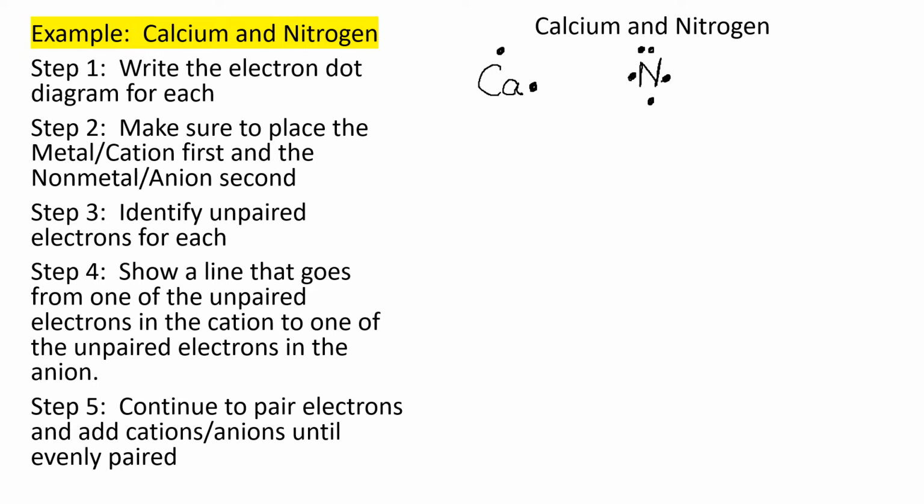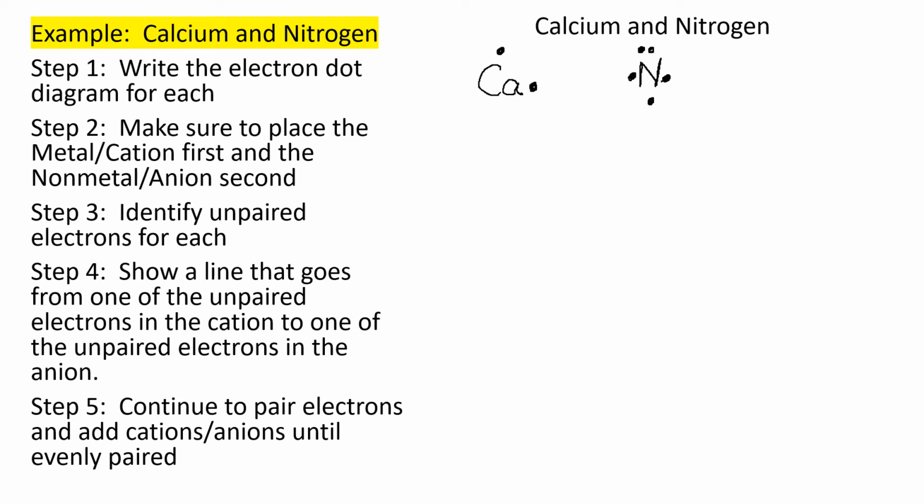Step 2: make sure to place the metal or cation first and the non-metal second. So calcium is on the left-hand side of the periodic table, so we know that it's a metal. Therefore, it being first is good. And then nitrogen is a non-metal, and it happens to be on the right-hand side of the periodic table. So we're in good terms so far.